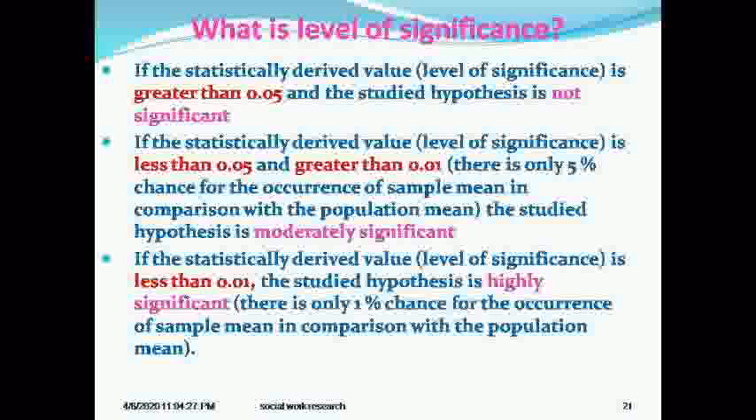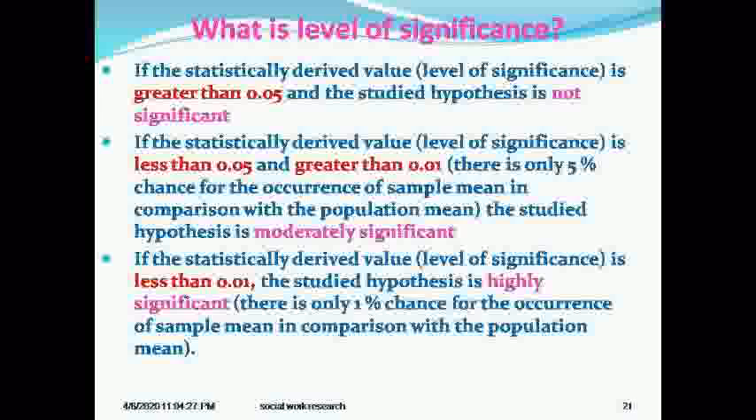If the statistically derived value falls between 0.05 and 0.01, we can say that there is some significance, there is some relationship between the income status of the respondent and the crime rate. We still don't know whether it is positive or negative. However, there is some moderate level of significance. There is at least 5% chance for such observation, for the truthfulness of such hypothesis.